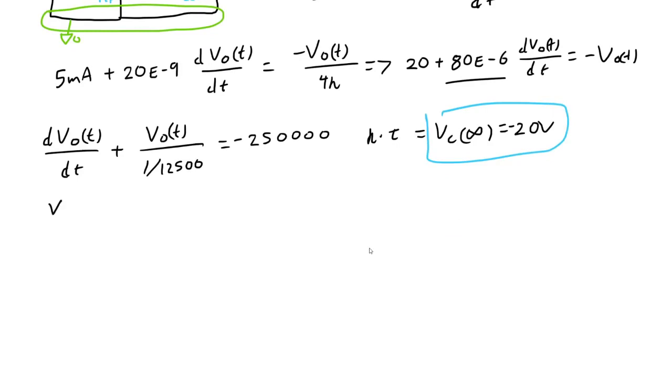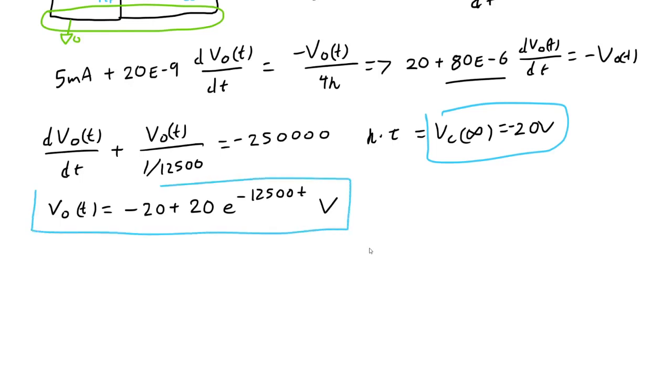So anyway, let's go ahead and write our solution for the voltage. Say that VO(t) equals minus 20 plus 20 e to the minus 12,500 t volts. And we'll say that is for the interval 0 less than or equal to t less than 10 microseconds.